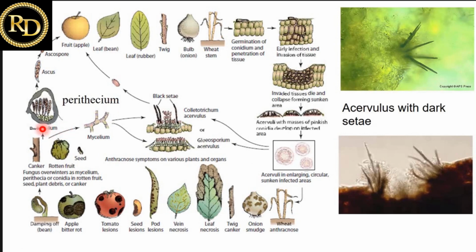Okay, so here we can see the cankers which are forming, also maybe from the rotten fruit. They differentiate the perithecia, the reproduction form. Ascospores can infect the fruit or leaf, or again twigs.